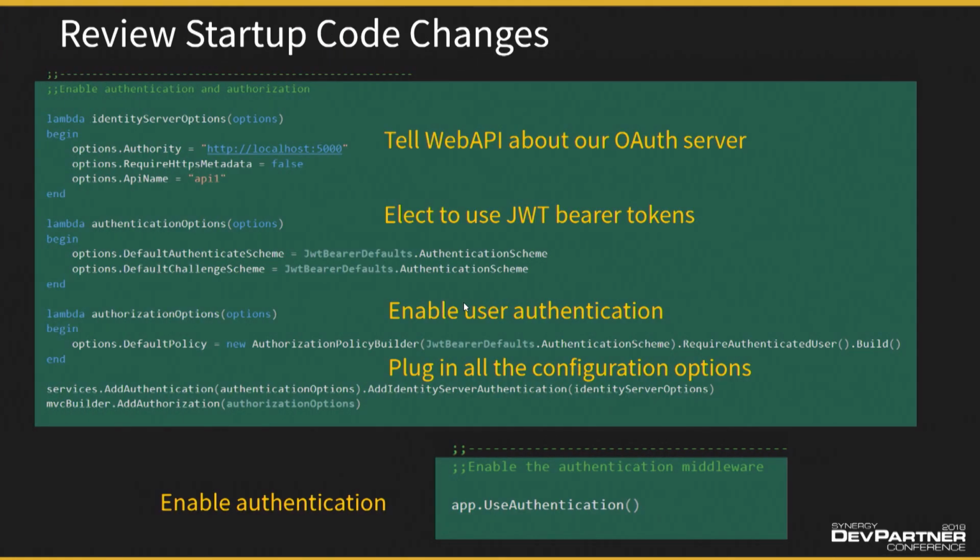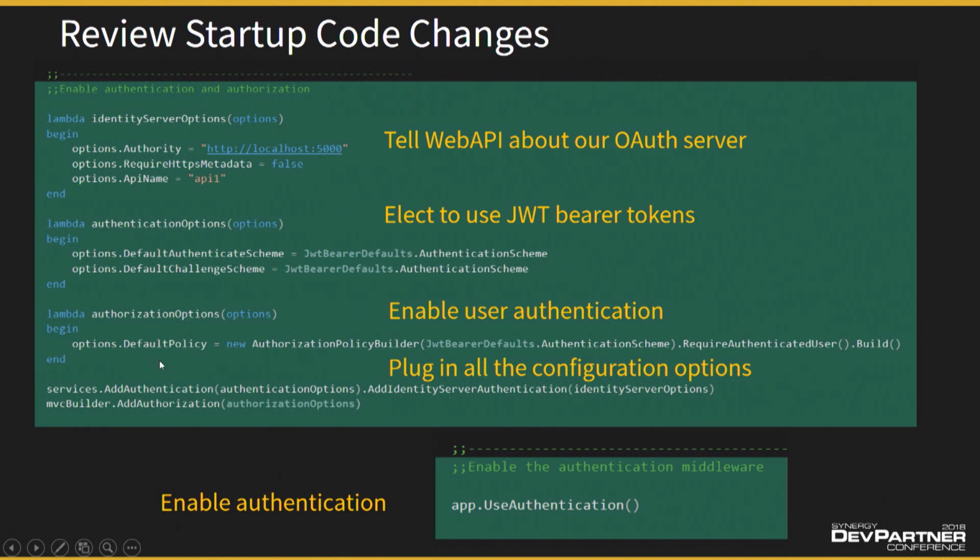So let's look at what changed. In the startup file, here is where we are configuring our web API about our OAuth server, right? So we've got this Lambda that is identity server options, and we're telling it the authority is at this address. Require HTTPS, normally you would set that to true, but because we're using the community edition, we can't. We have to allow HTTP, and we're telling it that our API name within that environment is API1. This is us telling our web API environment that we trust this identity server, and this is where we expect tokens to come from. And this is the scope that those tokens are relevant to.